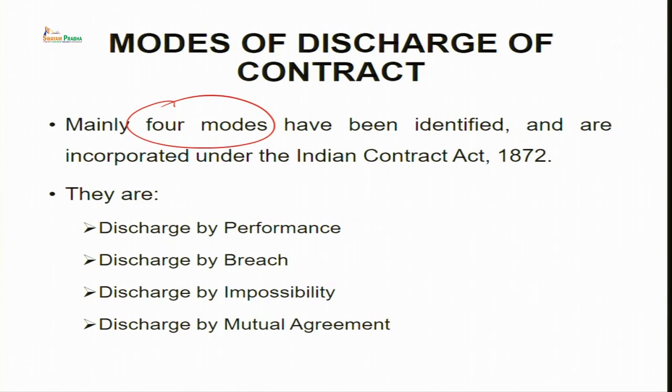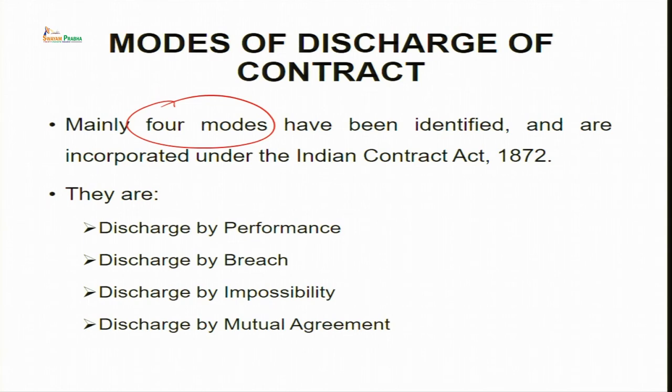In contrast to performance, breach means that one of the parties to the contract has decided not to fulfill the obligation under the contract, or not to fulfill that obligation as had been decided under the contract. There are remedies provided under the Indian Contract Act for commission of breach, but that we will be discussing in the next session. The third is discharge by impossibility of performance.